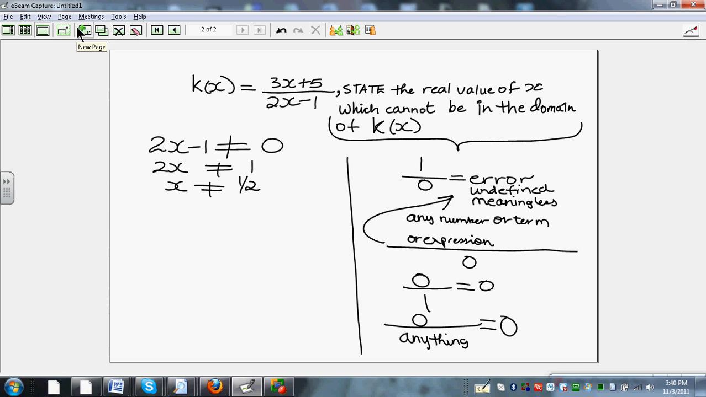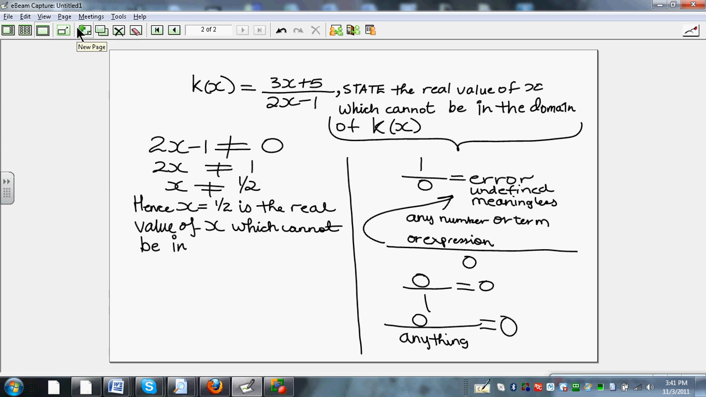So the solution lies by saying, hence, this is how you write it down, hence, x equal to a half is the real value of x which cannot be in the domain of k of x. Okay, so that's what you write. So write it.